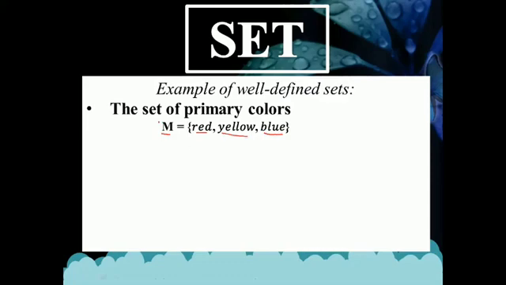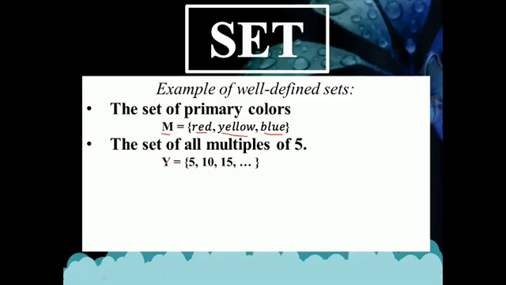Once again, remember that this M here can be substituted by any letter, and also let us use the braces all the time to indicate that these are the elements of the set. Okay, so next, we have the set of multiples of 5. So the set Y has the elements 5, 10, 15, and so on, the ellipsis meaning that this goes on.